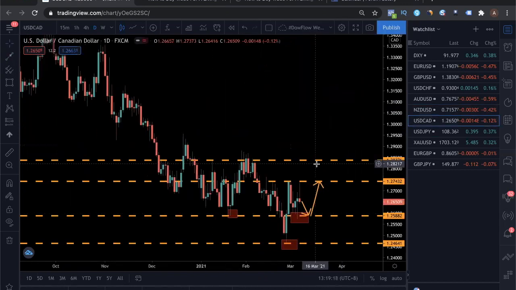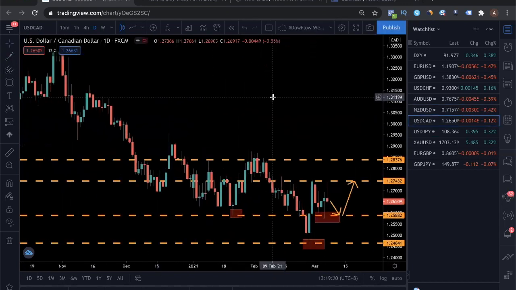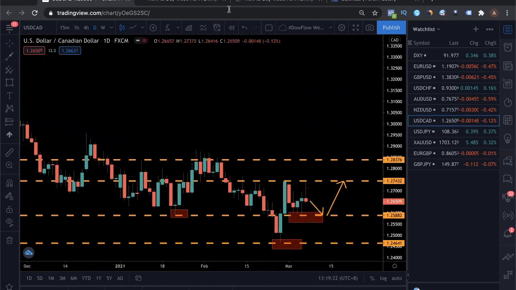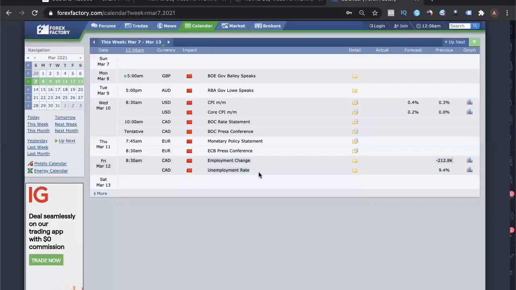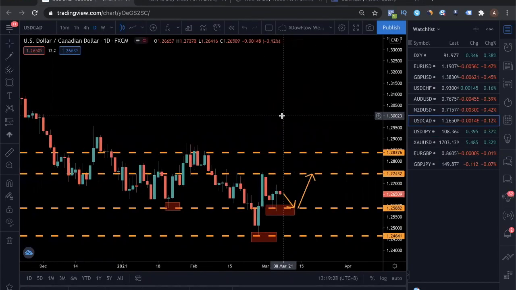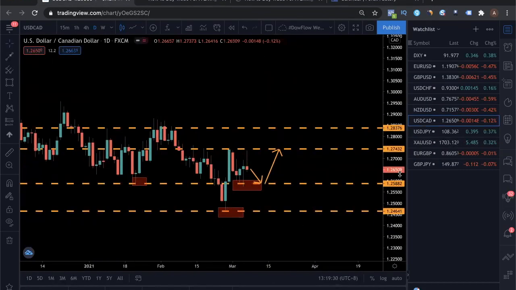Now moving on to dollar CAD. Dollar CAD, it's very difficult to trade, although we have the CAD news next week, which might potentially move this currency pair a lot. So let me show you what I'm looking at.